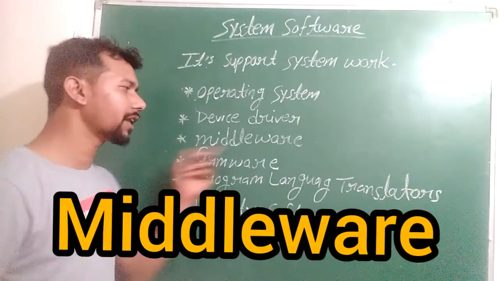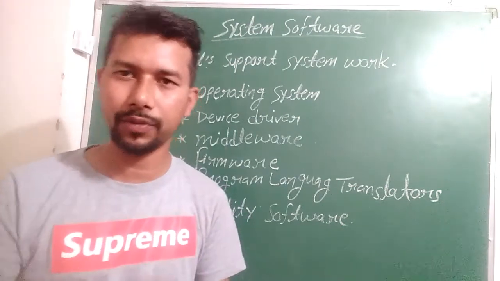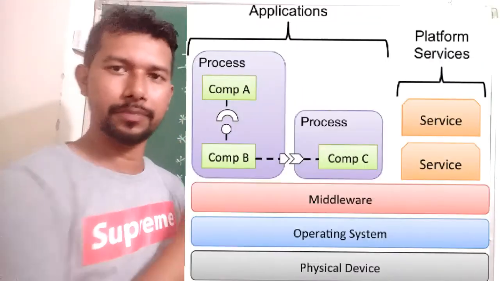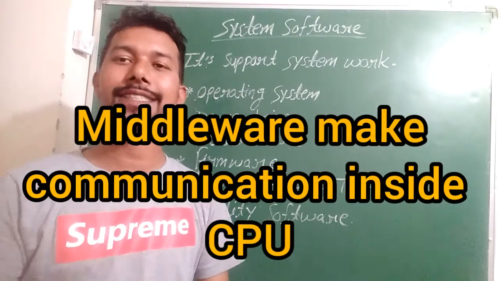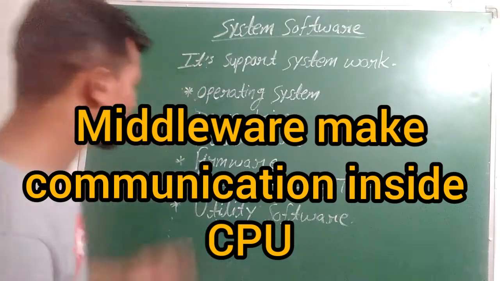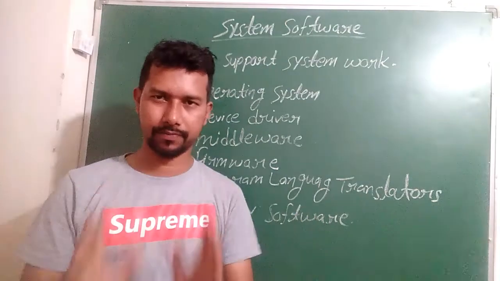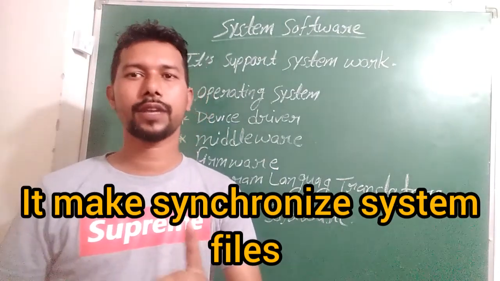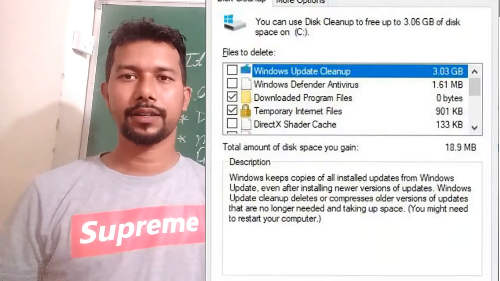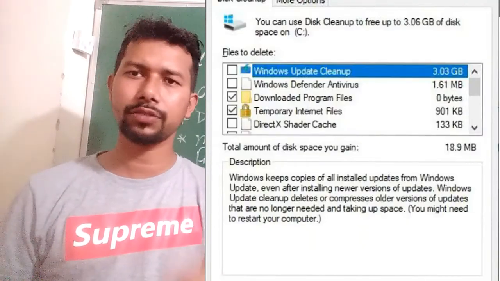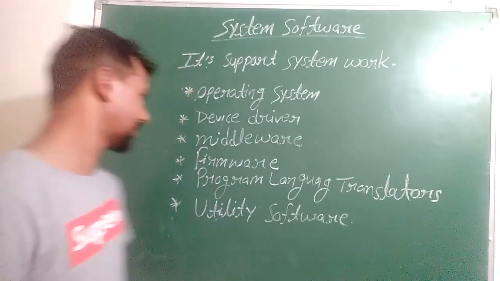Next is middleware. Middleware is an interface. Don't confuse operating system and middleware. Middleware also works like an operating system but inside the CPU. Firmware. All the system software works for the system. They are of similar forms. A normal user does not understand the system's files, but a special user can understand.